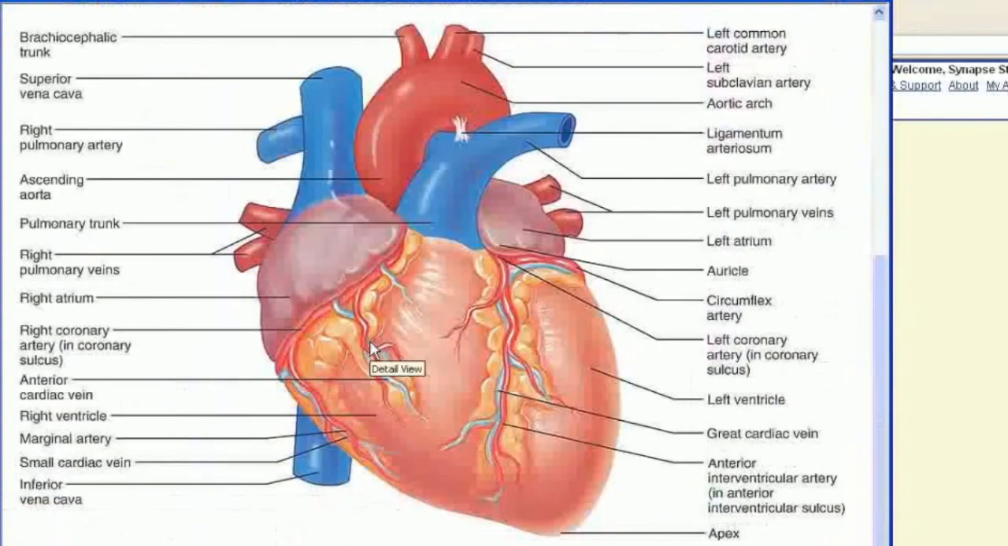Do you think it makes sense that the bigger one is right here because it's going to supply all of this in that left ventricle, which is huge, versus the little one being right here? Does that make sense? So you see small cardiac vein and great cardiac vein. And that's all you got to do on the veins. The veins are a lot easier to do there.